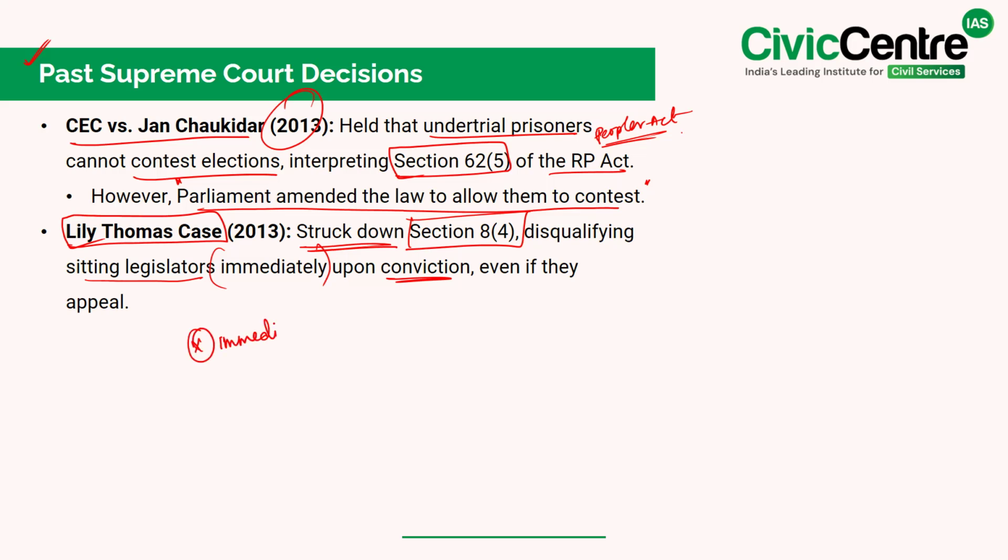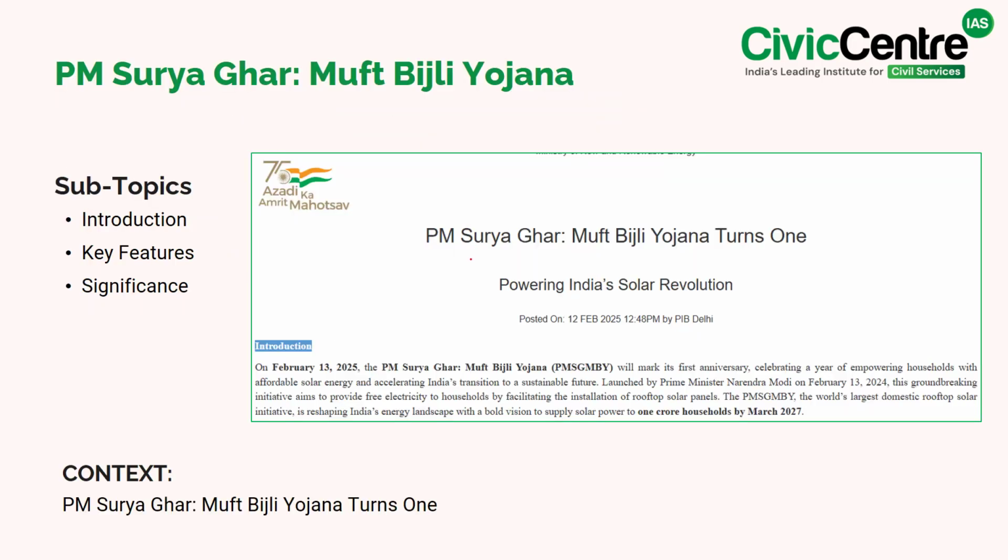Now, further moving to the next article, on February 13, 2025, the PM Surya Ghar Muft Bijli Yojana will mark its first anniversary, celebrating a year of empowering households with affordable solar energy and accelerating India's transition to a sustainable future. Now, in this context, let's talk about the PM Surya Ghar Muft Bijli Yojana.